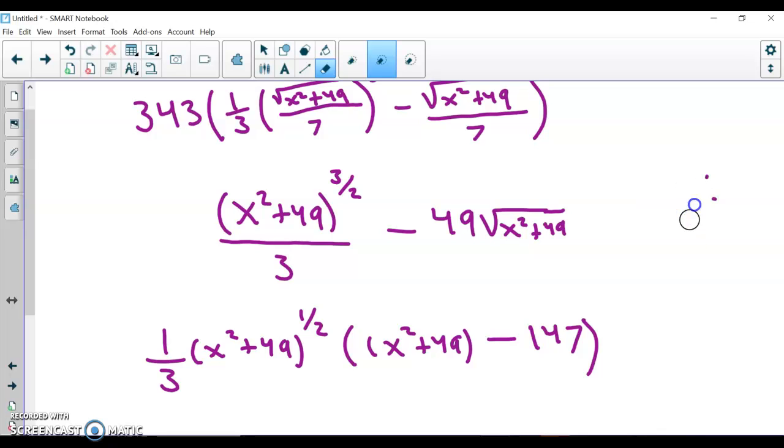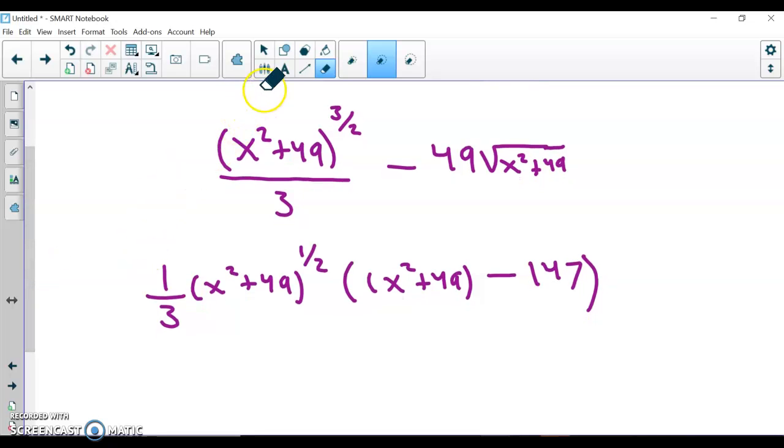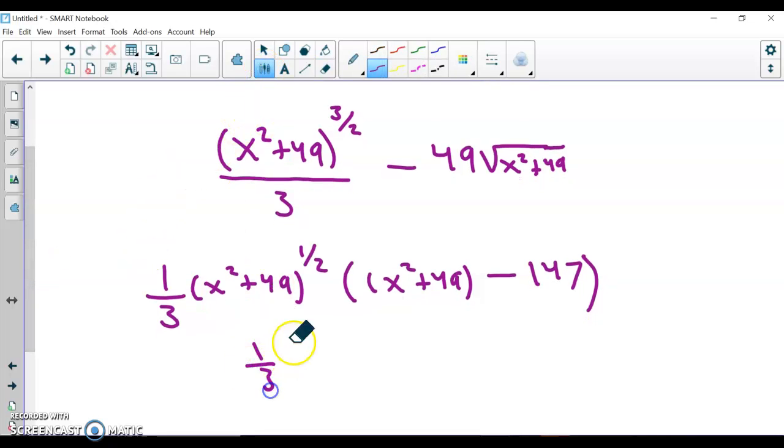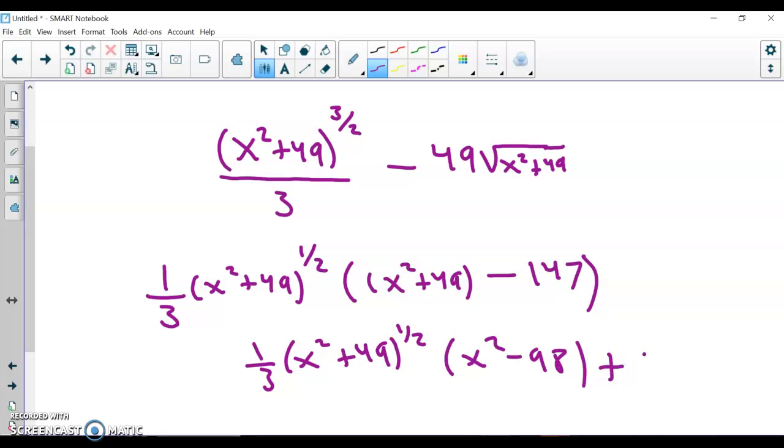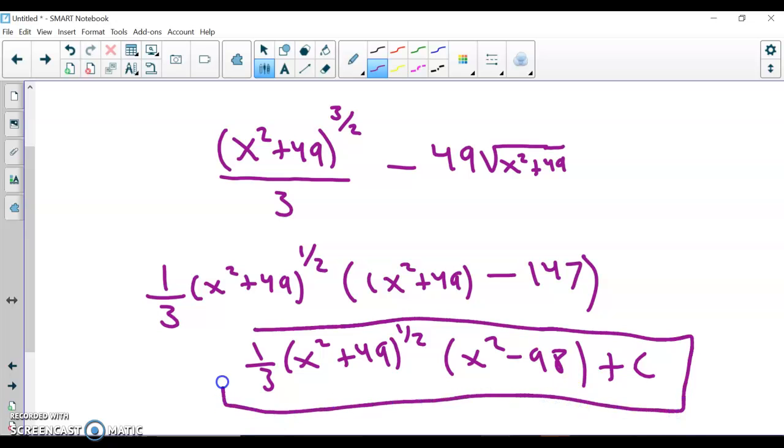Okay. Now it's just a matter of simplifying. I believe the answer they presented as the solution in WebAssign was this. And then if you notice, we've got 49 minus 147, which should be x squared minus 98. And then we'll put a plus c there. So I guess this is the answer in what WebAssign is considering to be its fully simplified form.